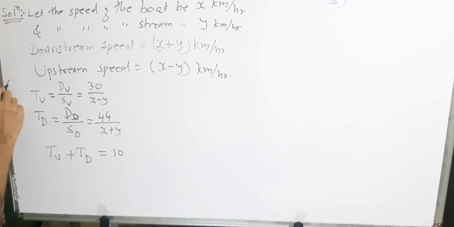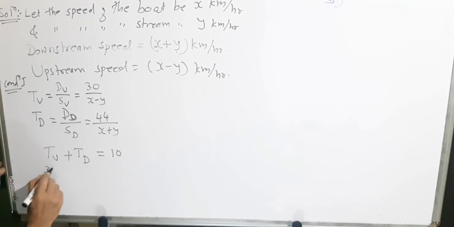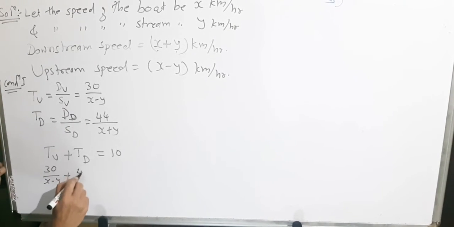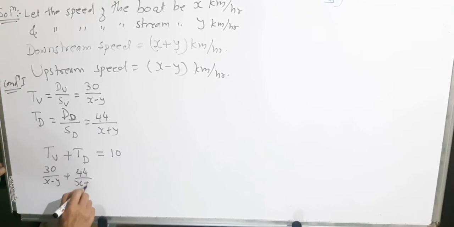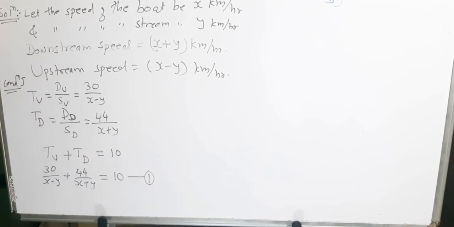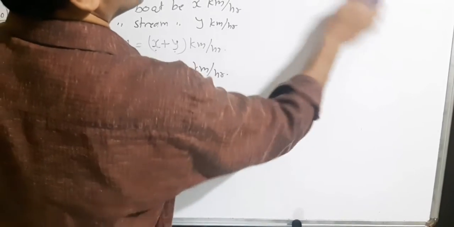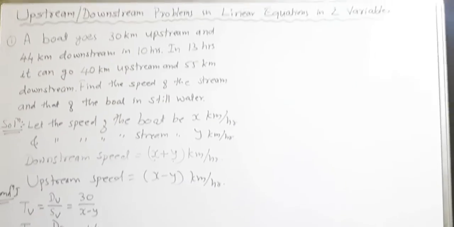So this is our condition 1. What does condition 1 say? 30 kilometer upstream and 44 kilometer downstream in 10 hours. So the time taken is 30 upon x minus y plus 44 upon x plus y is equal to 10. This is condition 1, equation 1. Now I'll go for condition 2. What does condition 2 say?